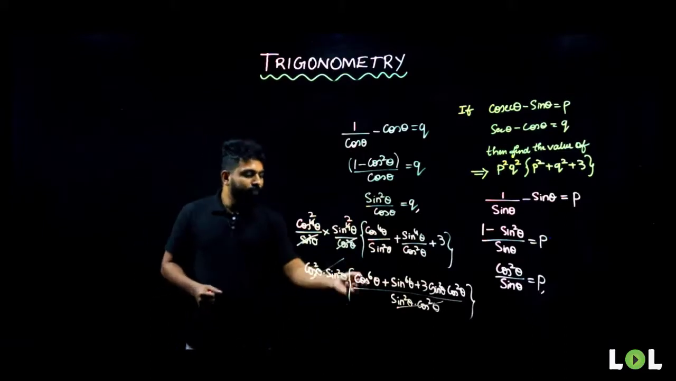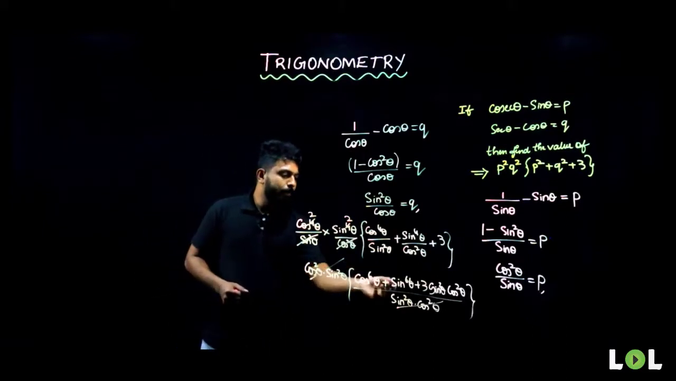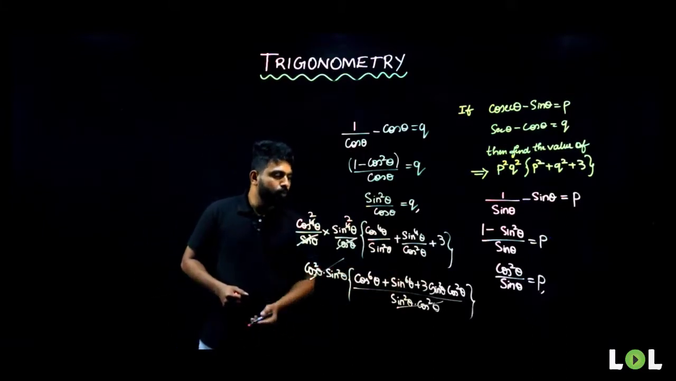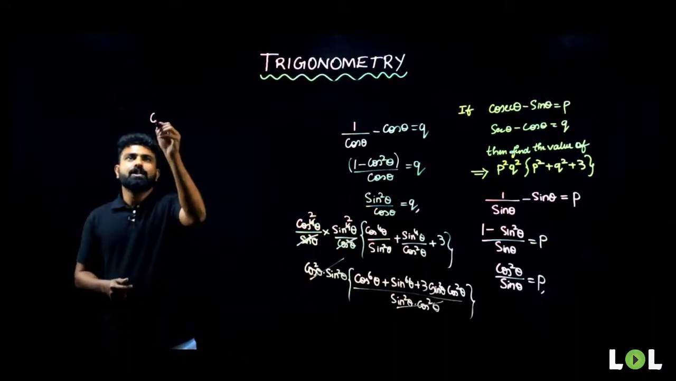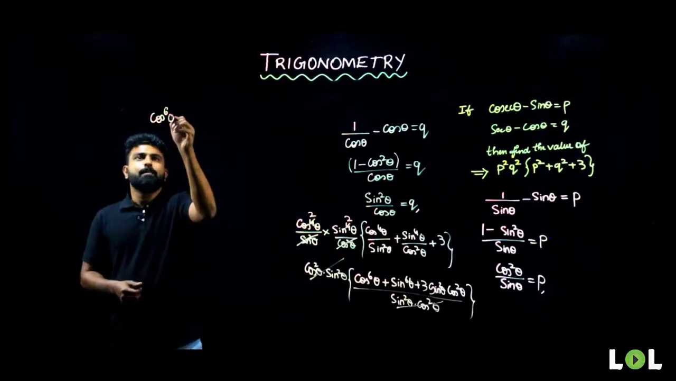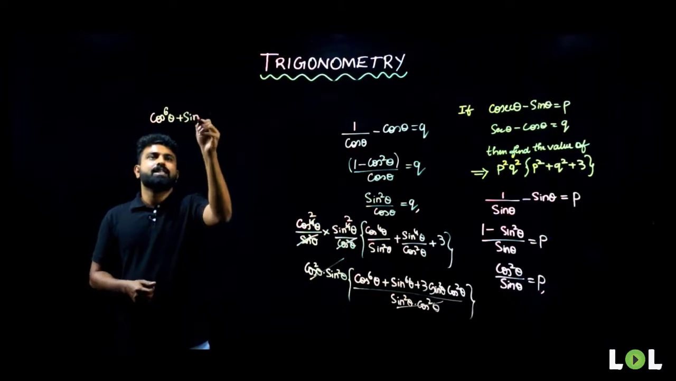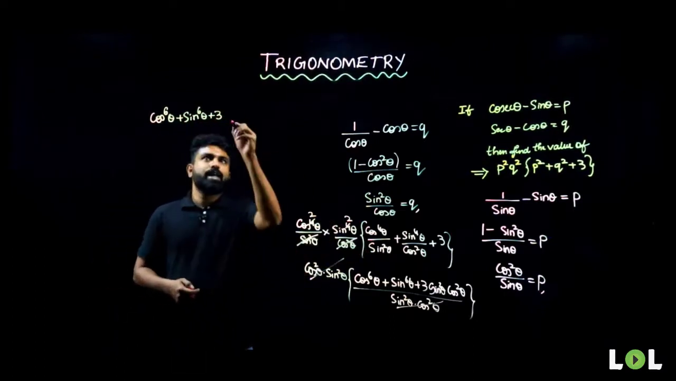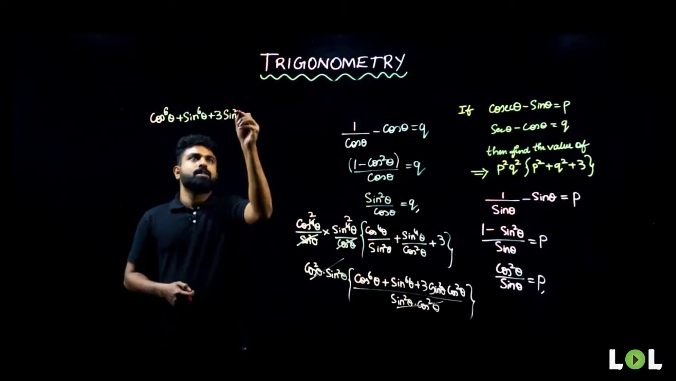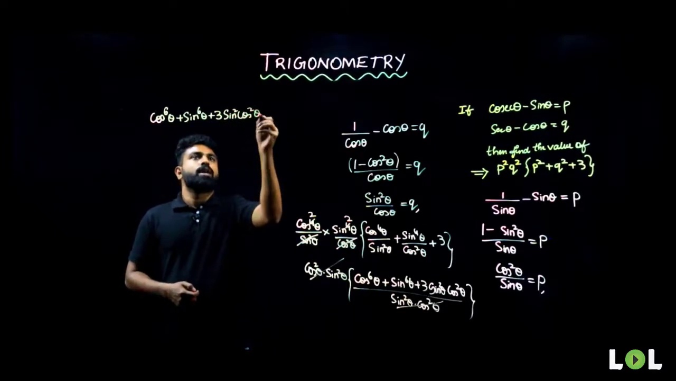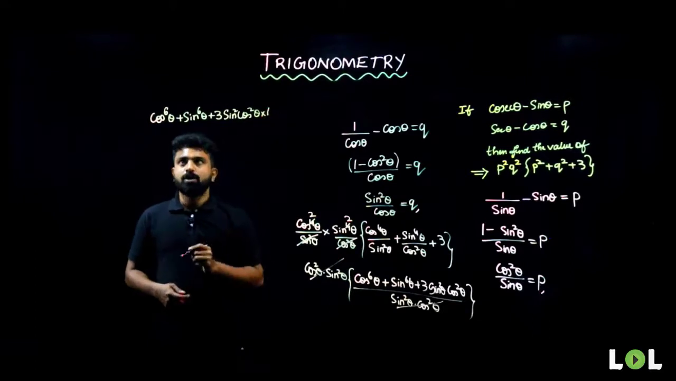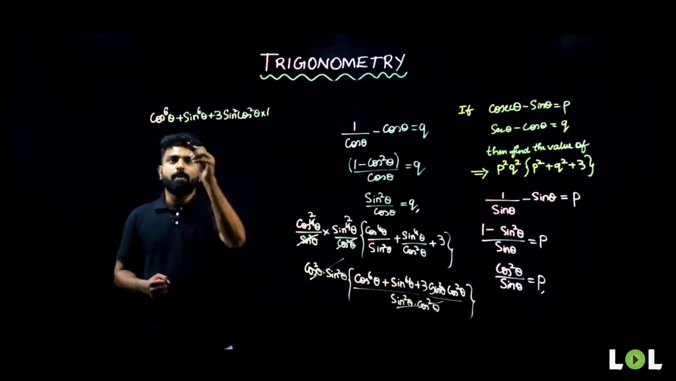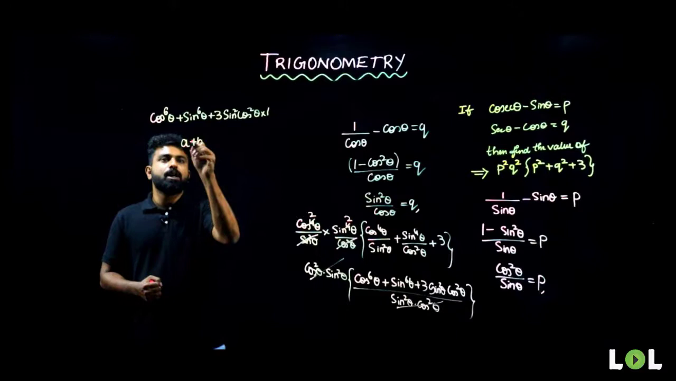So now what am I left with? Cos power 6 theta plus sin power 6 theta plus 3 into sin square theta, cos square theta into, I can also write it as 1. So look at this. This is of the form a plus b the whole cube.